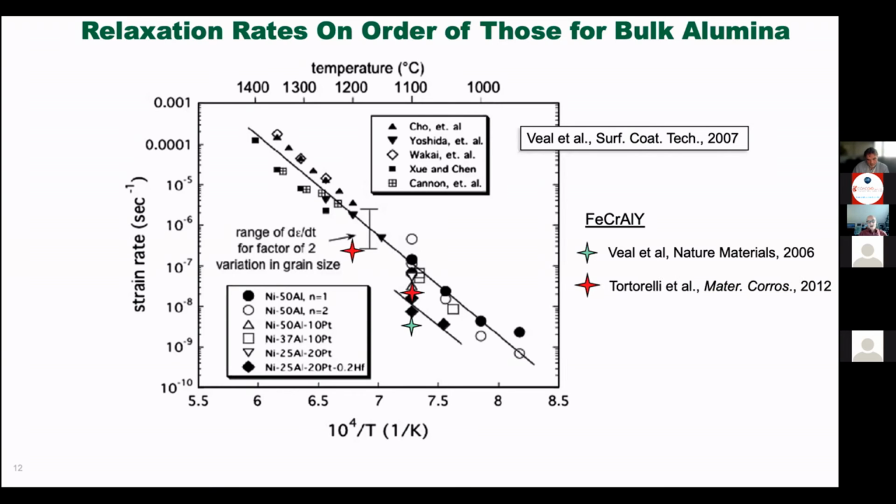Now, the two measurements that we made for 1200 and 1100 degrees C are shown by these two red symbols, and you can see that it lines up very well with the data for the nickel aluminide with reactive elements in it, given all the uncertainties of the analysis. So we're fairly confident that these relaxation rates are due to deformation of the oxide.